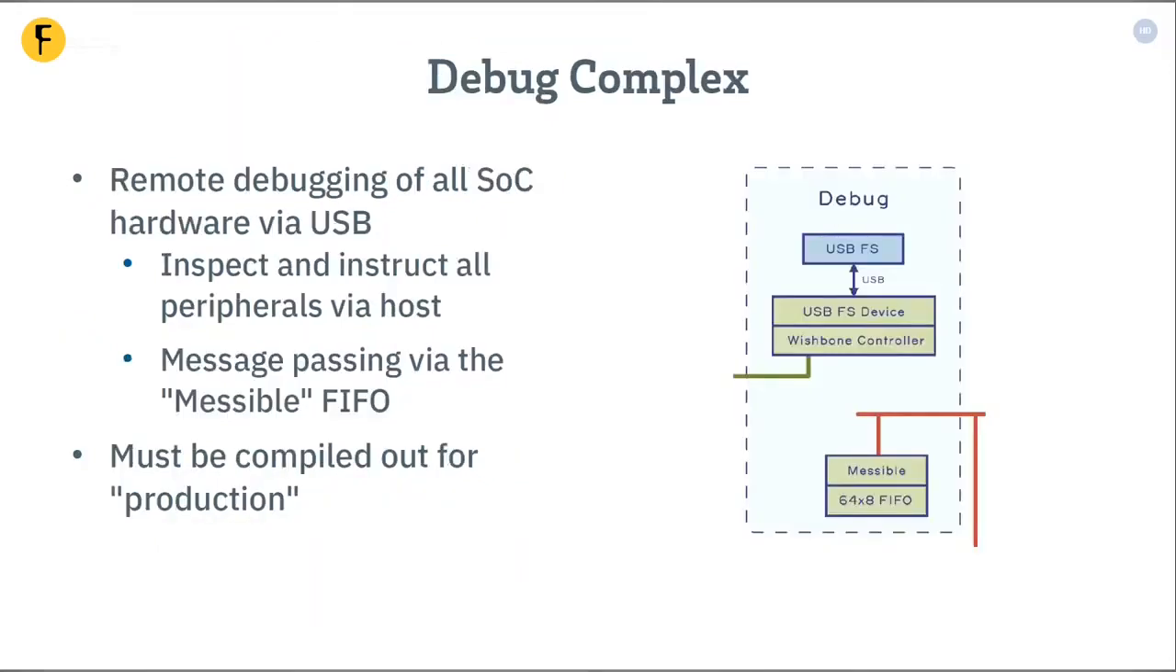We also have inside the chip a debug complex. So it allows us to do remote debugging. Obviously, when you go into the secure configuration, you would just compile this out, so it wouldn't exist because it's a huge back door. It gives us the ability to basically use a desktop host to debug and develop for all of the I/O cores on the inside.